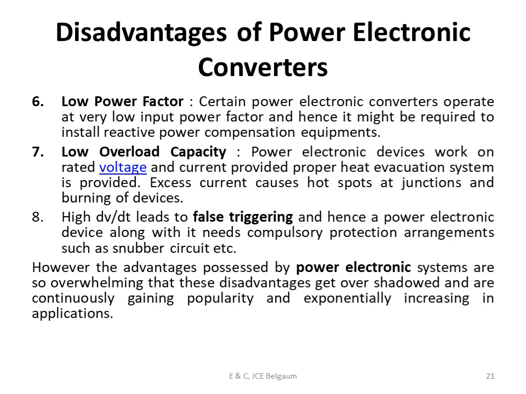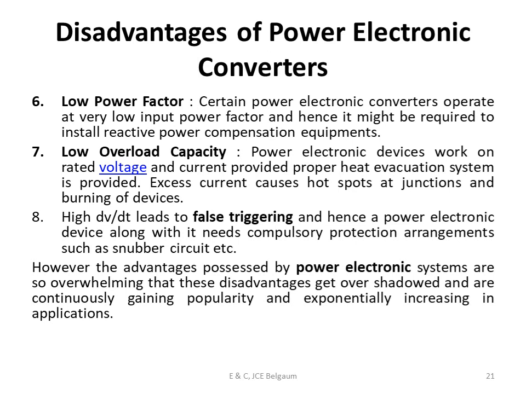Next disadvantage is low power factor. Certain power electronic converters operate at a very low input power factor, and hence it might be required to install reactive power compensation equipments. Next is low overload capacity. Power electronic devices work on rated voltage and current, provided a proper heat evacuation system is provided. Excess current causes hot spots at junctions and burning of devices. We'll be learning about these hot spots when we look into transistors.